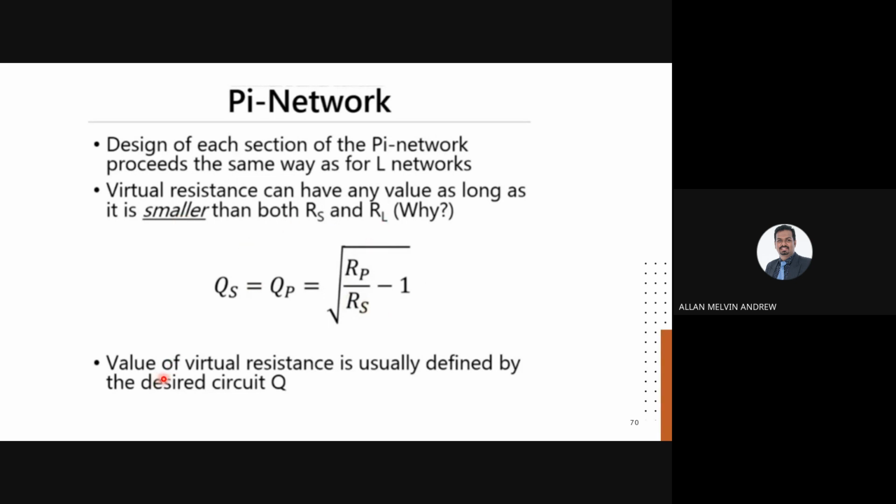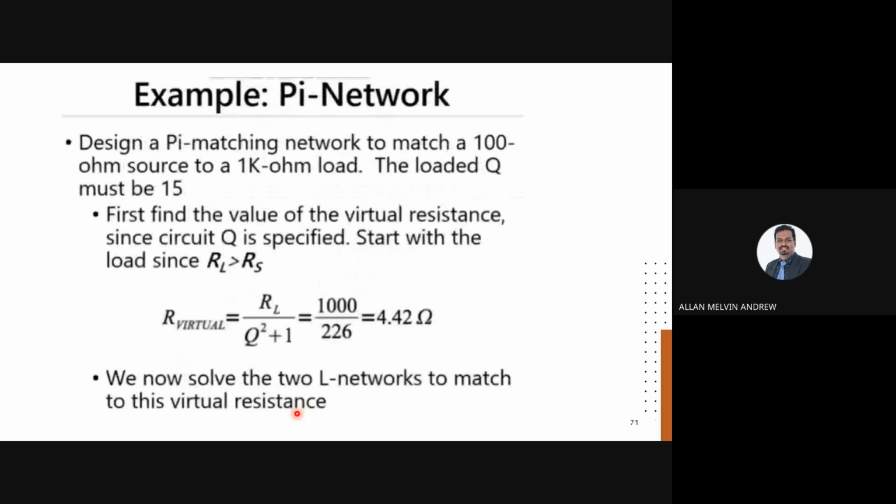Okay, so the value of virtual resistance is usually defined by the desired circuit Q. As I said earlier, circuit Q is determined by the person who designed the circuit. It consists of the modulated signal, and we need to have the virtual resistance in order to determine how much to adjust for the antenna to function at the optimum level. Okay, so we see some example.